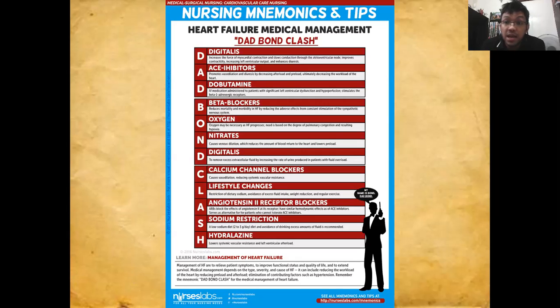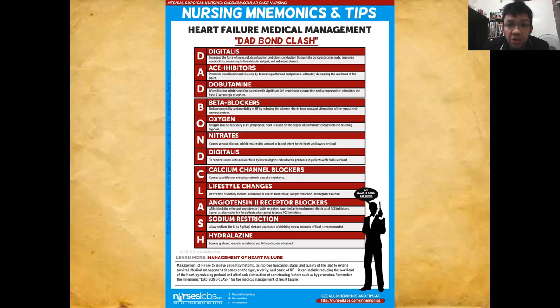These are drugs ending in olol, like propranolol. So this reduces mortality and morbidity in heart failure by reducing the adverse effects from constant stimulation of the sympathetic nervous system. Oxygen therapy, like what I said, because of dyspnea or pulmonary congestion.